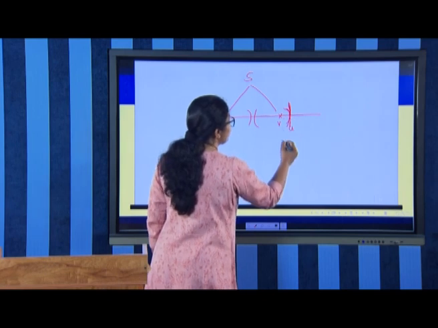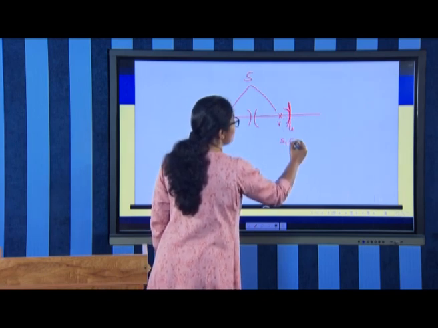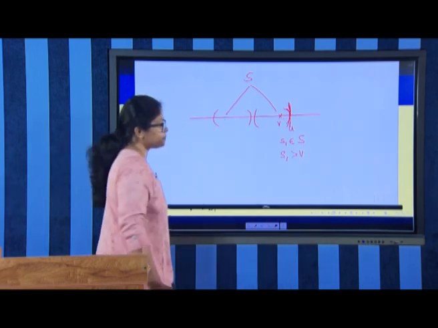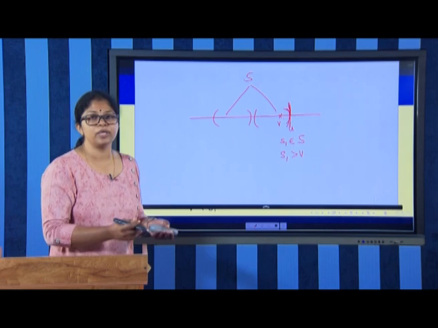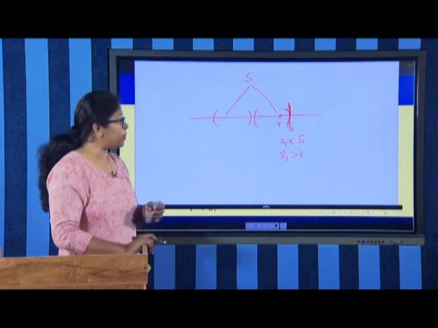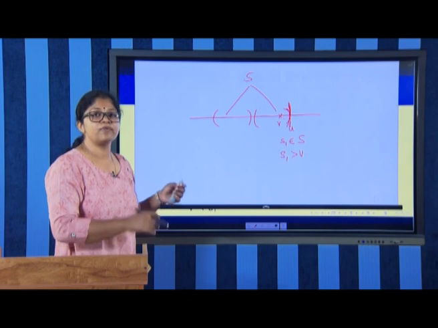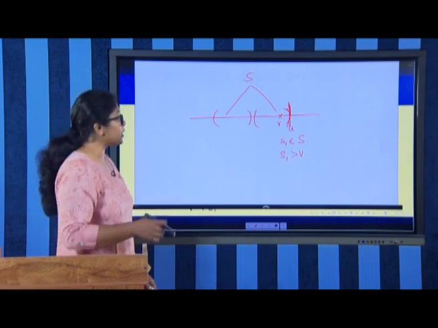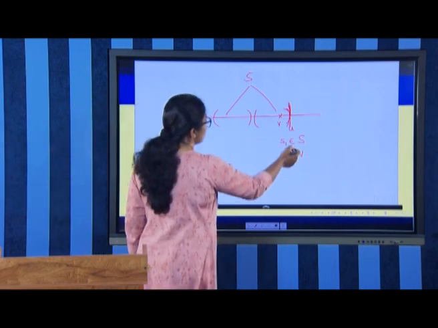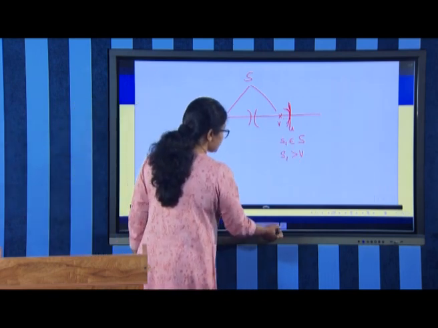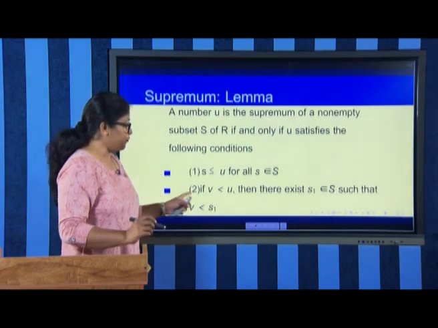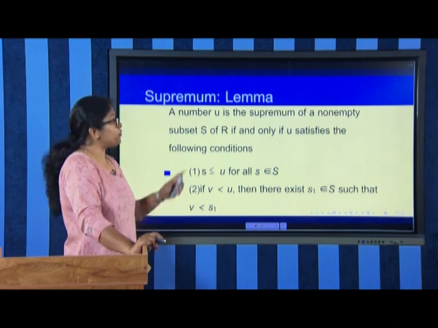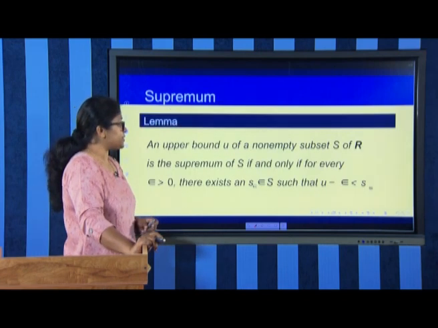That is exactly what is written: there exists at least one S1 belonging to S such that S1 is larger than v. Otherwise, v happens to be an upper bound, and so v is less than u means v is the least of all the upper bounds. So, v has to be equal to the supremum. That cannot happen because u is the supremum. So, definitely there exists at least one S1 which is greater than v. So, this is an alternative definition for the supremum of a non-empty set S.